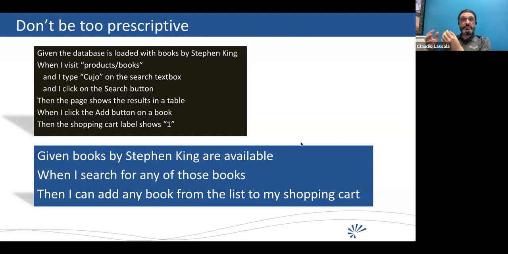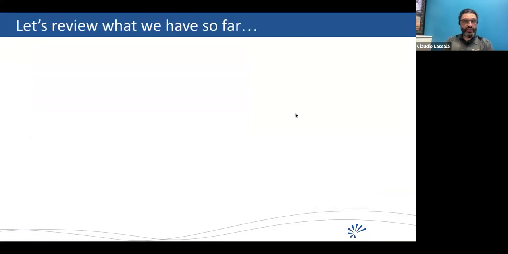Then take the next step. What is the best user interface to enable that experience? And then we write the automated tests for that. We write the unit test, integration test, whichever kind of test you need that will better ensure that you're going to deliver that value, document and deliver that value.